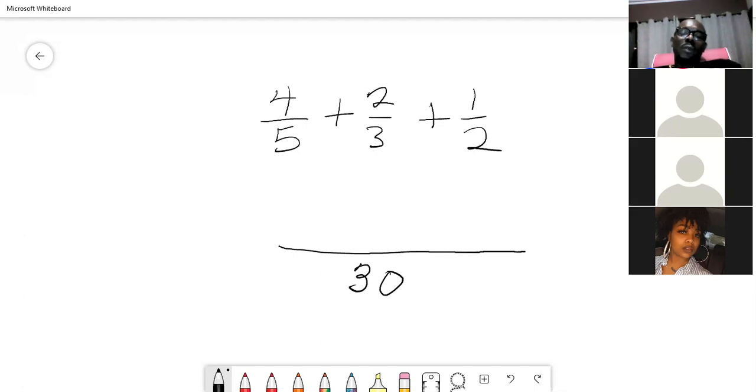So here's how I do it. And there are different ways of doing it. 30 divided by 5 is 6. 6 times 4 is 24. Plus 30 divided by 3 is 10. 10 times 2 is 20. Plus 30 divided by 2 is 15. 15 times 1.